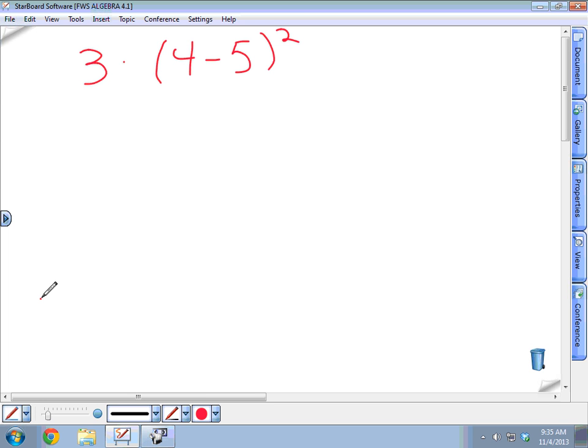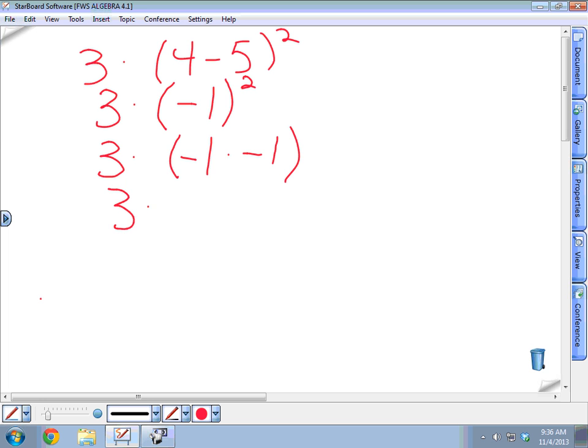Our order of operations says that the first thing we do is what's in the grouping symbol. So before we do anything else, we have to do 4 minus 5. That's negative 1. So now you have 3 times negative 1 squared. Our next step in the order of operations is exponents. So this is negative 1 times negative 1, which is positive 1. And 3 times 1 is 3. The answer was 3.